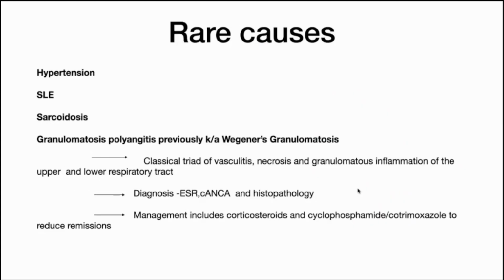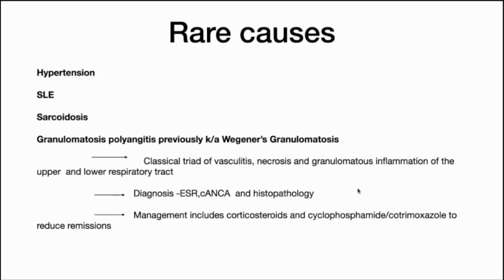Coming on to rare causes of facial palsy in children: hypertension. Hypertension is a very important cause which is quite often overlooked, and it can cause misdiagnosis and lead to disastrous consequences. If a child has hypertension and we treat him as a case of Bell's palsy and prescribe corticosteroids, that would lead to a hypertensive crisis. So always check the blood pressure of a child with facial palsy.